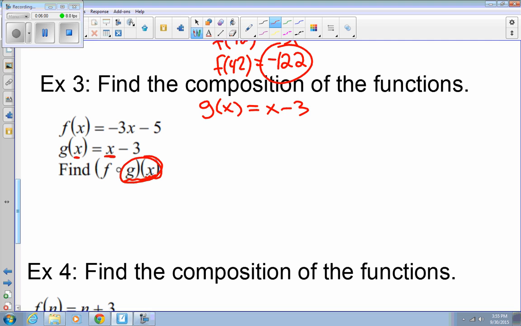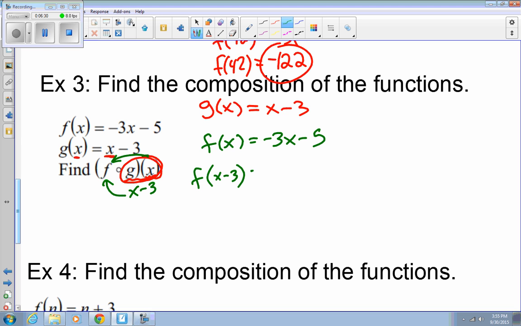And since we already know what g of x equals, we know this equals x minus 3, we're going to substitute that into the f function's variable. So we're going to take the g of x, which equals x minus 3, and we're going to substitute that into the f function's variable. So we take the f of x. So instead of x, we are going to substitute in x minus 3. So the f of x minus 3 equals negative 3 times, so where the x is, you're going to substitute in x minus 3. So where this x is, that gets substituted in for x minus 3.